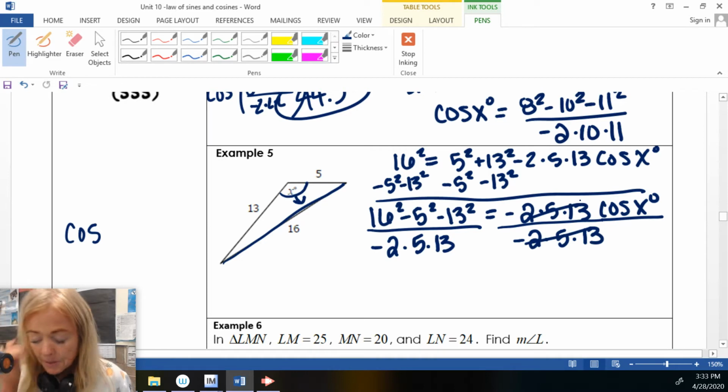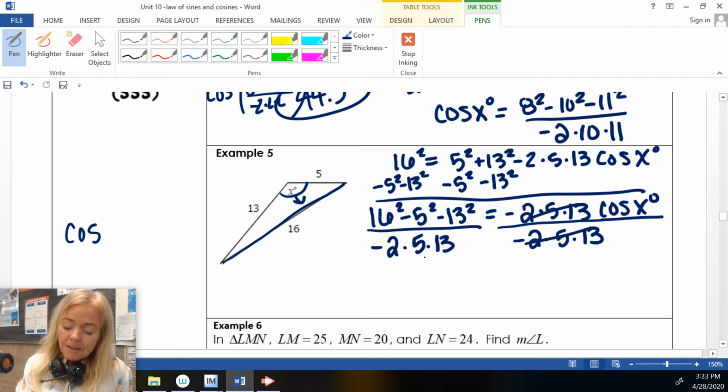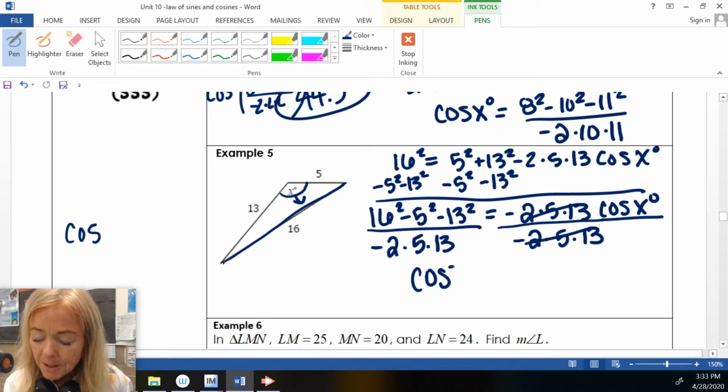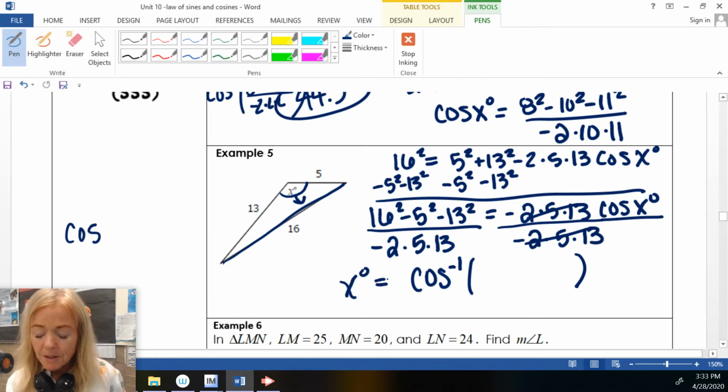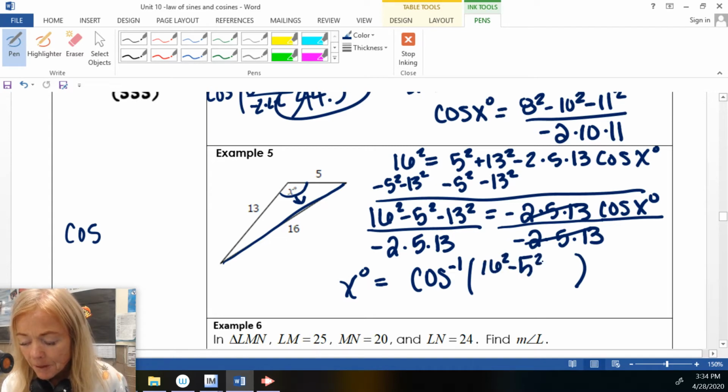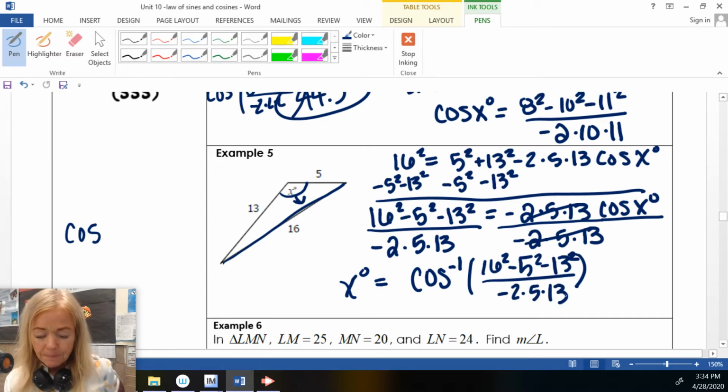Now you can do this in whatever order you want. If you want to multiply all the bottom out, that's fine. But I just write cosine inverse because that's going to be your angle. Remember, we have to use inverses here when we're looking for angles. Cosine inverse is 16 squared minus 5 squared minus 13 squared all over -2 times 5 times 13. All right, so that's where we're at. And then you can just plug that into your calculator.